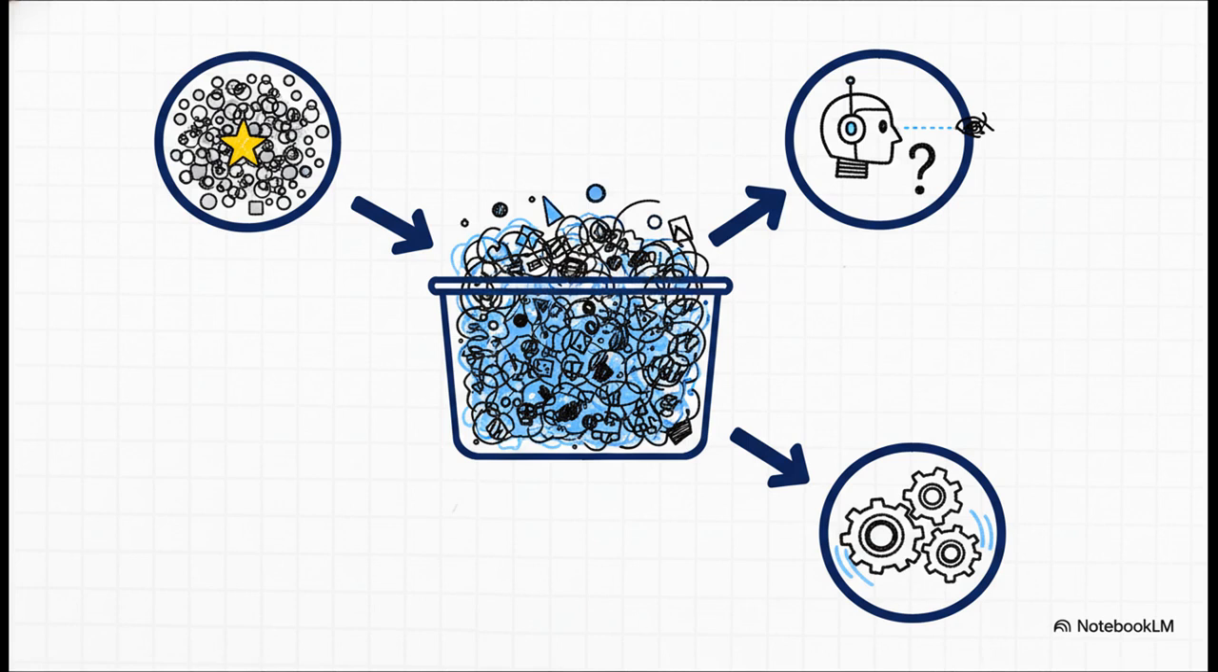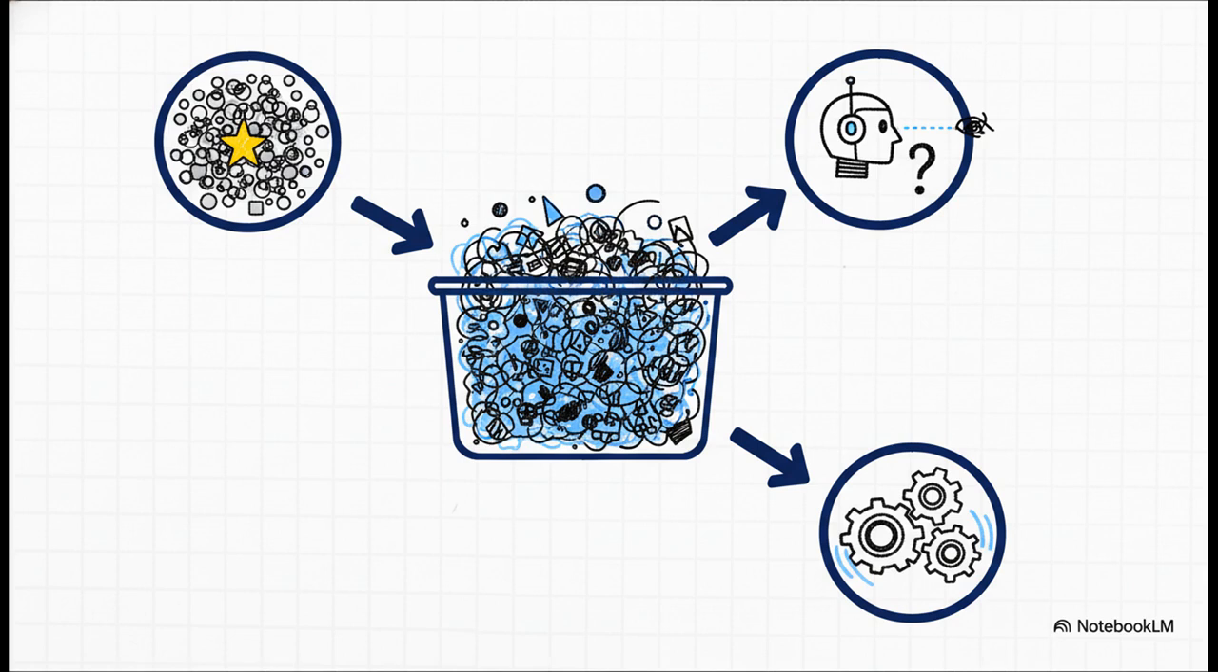This overflow causes three big problems. The first is dilution. That super important detail you mentioned at the very beginning gets buried in a sea of text. The second is distraction. The AI might grab onto some random, irrelevant thing you said an hour ago. And finally, performance just tanks.